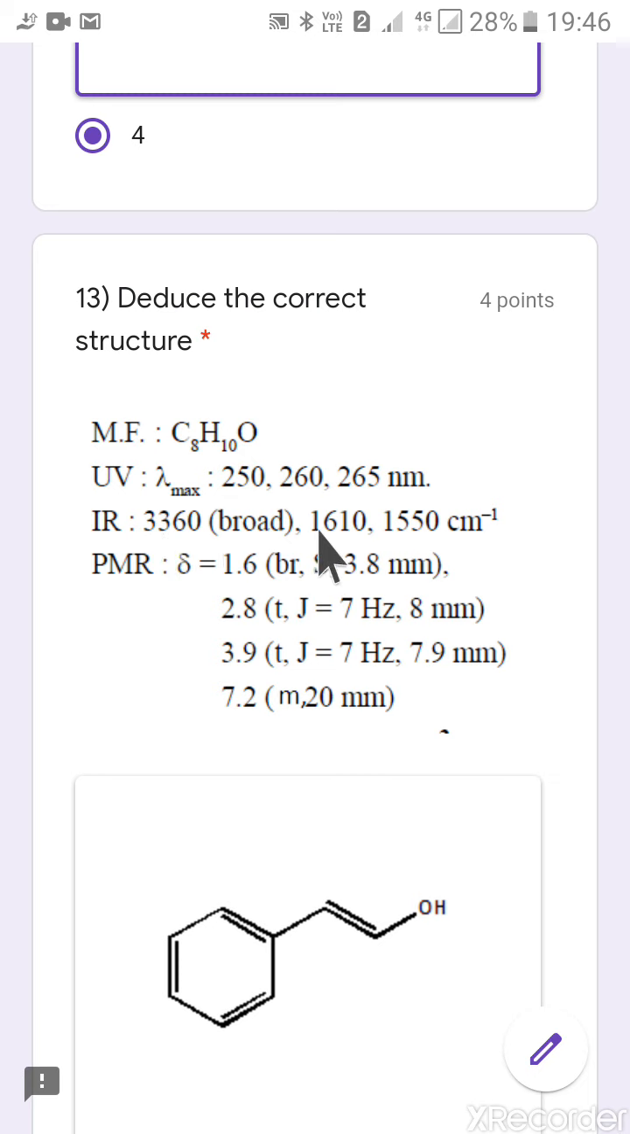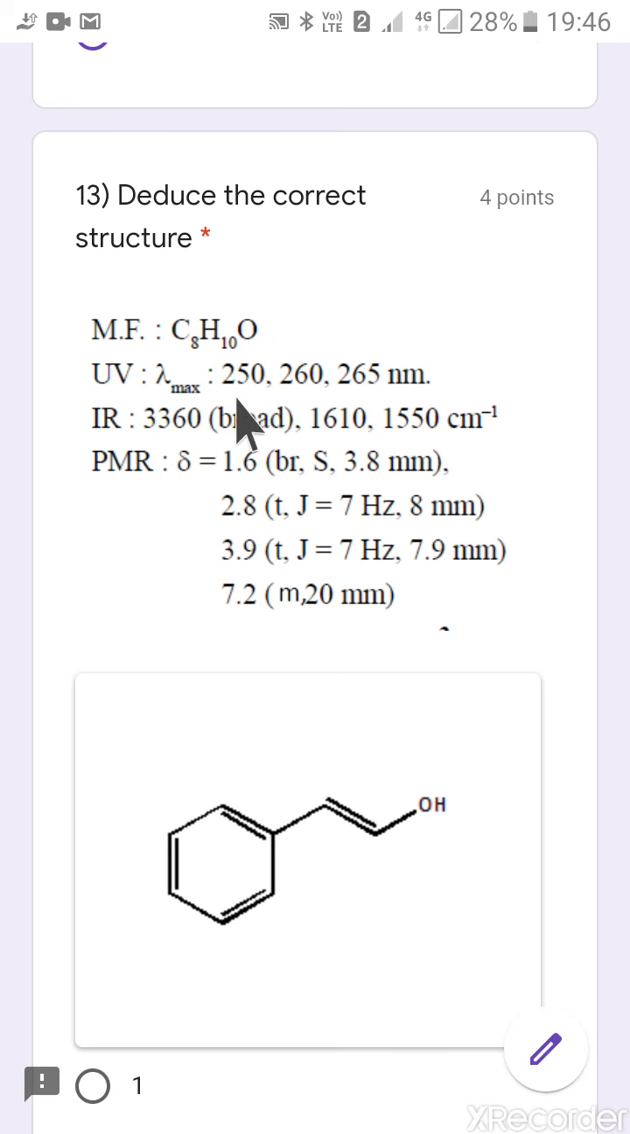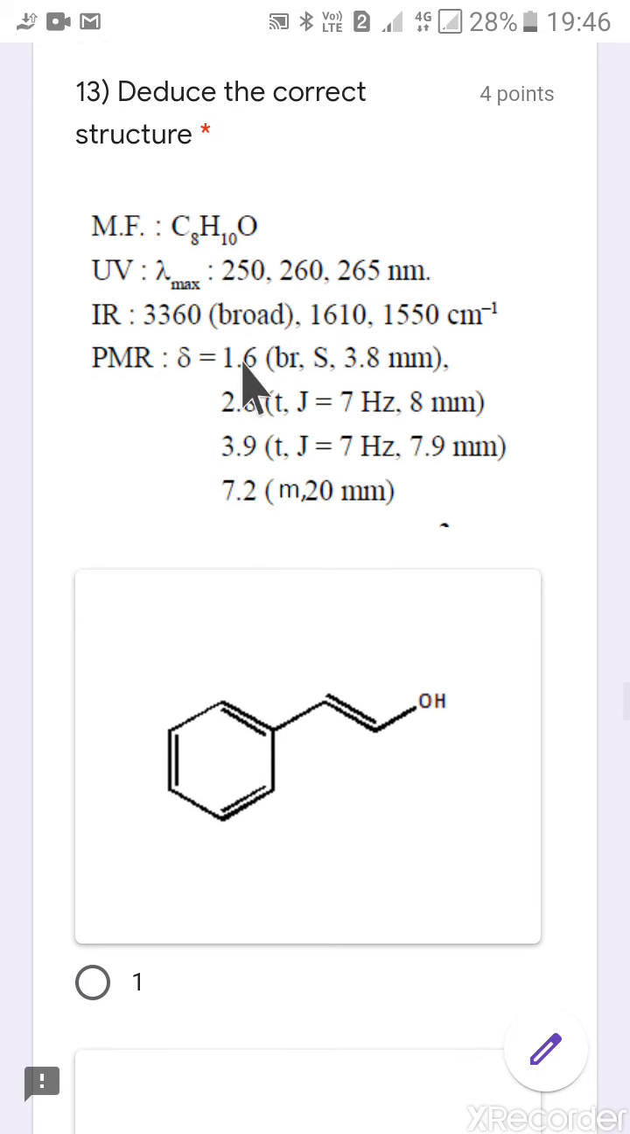The IR is showing 3360 and 1610. In the molecular formula we have oxygen, which means the 3360 signal is definitely for the OH group. So from IR we have the OH functional group. And from NMR, what can we get? In NMR, 1.6 broad singlet, 4 mm.